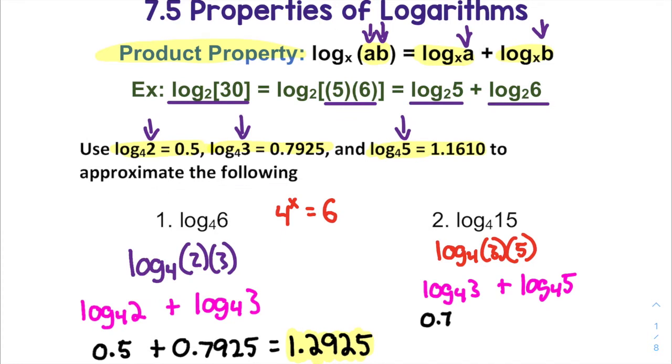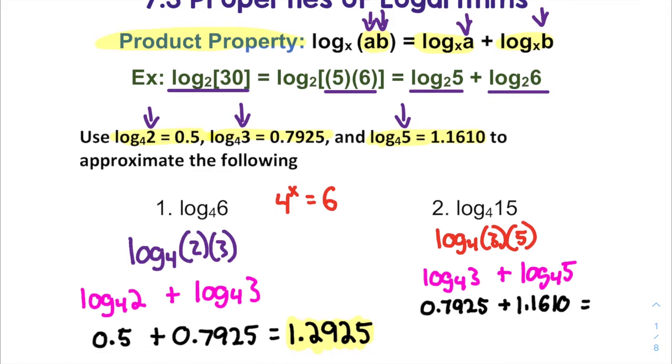Log base 4 of 3 is 0.7925, and I'm going to add it to 1.1610 to get our answer of 1.9535. Again, in order to check to see if you're correct, we could convert this to exponential form, 4 to the x power equals 15, raise 4 to the 1.9535 in our calculator, and see that the value is very, very close to 15, if not exact.